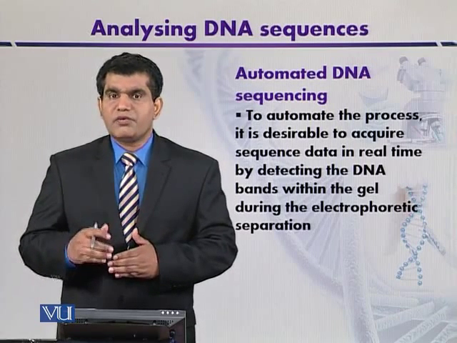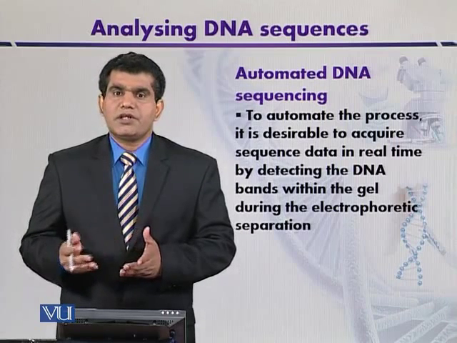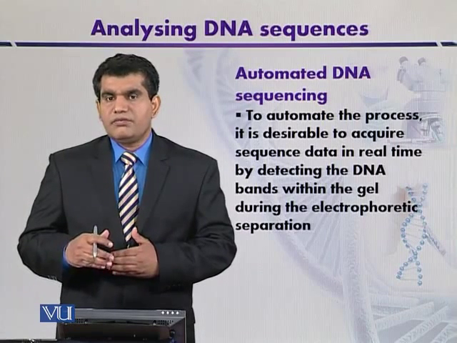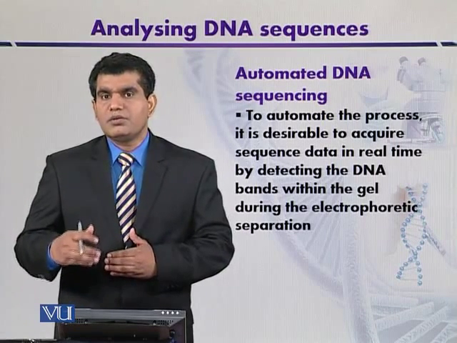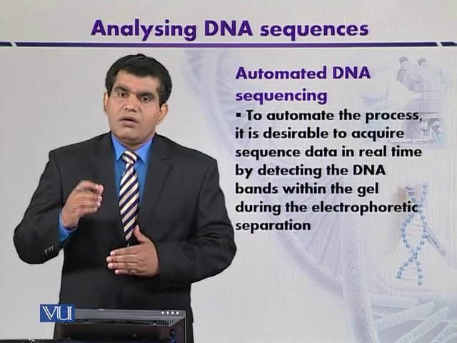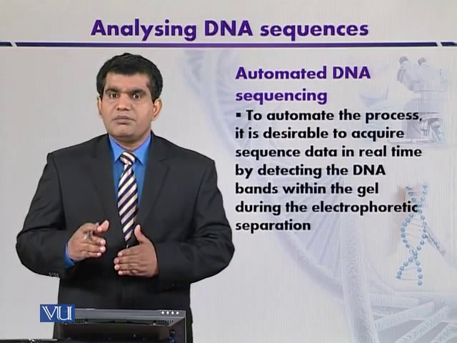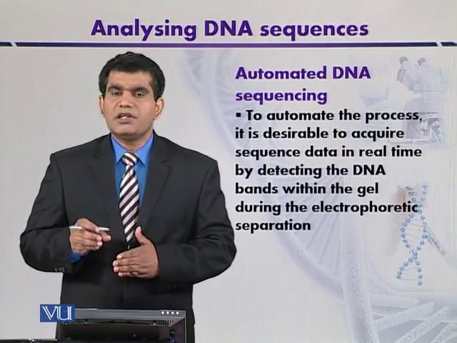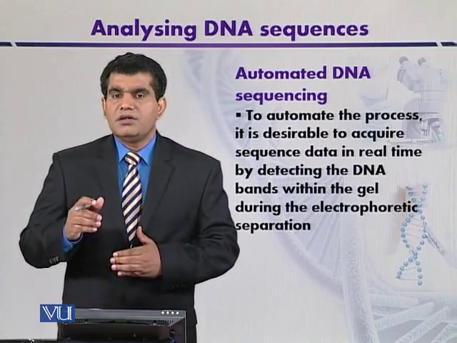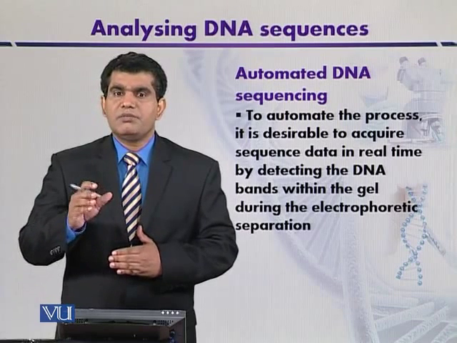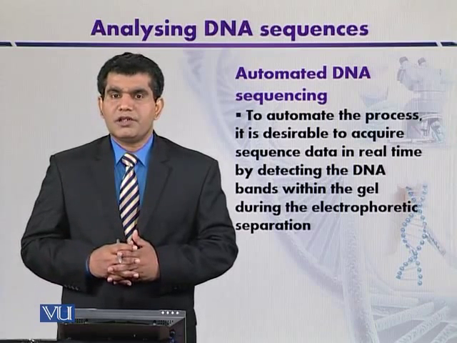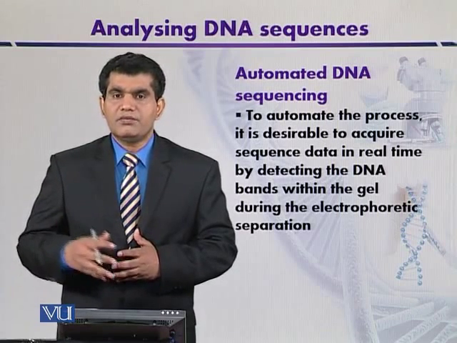Now suppose we have performed a reaction, which is called the chain termination reaction, by using different labeled dideoxynucleotide triphosphates. Then all the 4 mixtures can be run within a single lane of the gel. So 4 lanes are not required, rather the 4 mixtures will be run on the same lane and they will be separated depending upon the length of the DNA fragments.